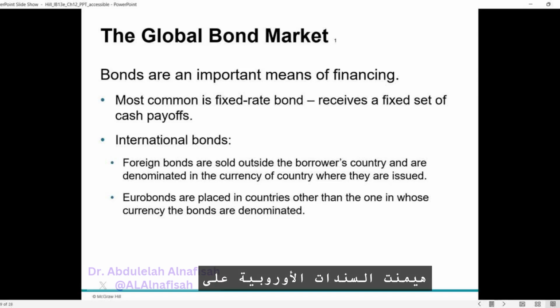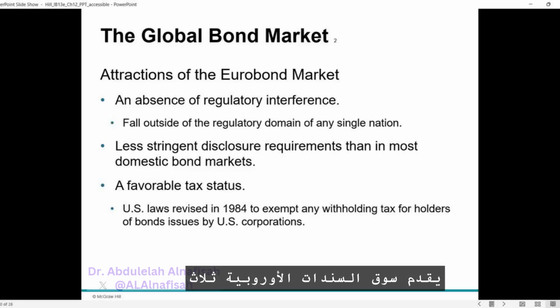Historically, Eurobonds dominated the international bond market, but foreign bonds are becoming increasingly prevalent. Companies opt for international bonds to reduce borrowing costs by taking advantage of favorable conditions in specific markets. The Eurobond market offers three key advantages that make it an attractive alternative to major domestic bond markets.